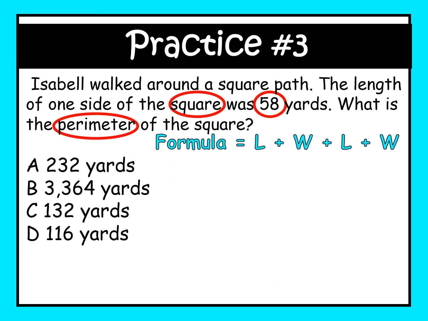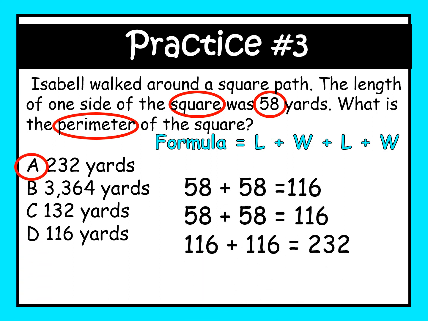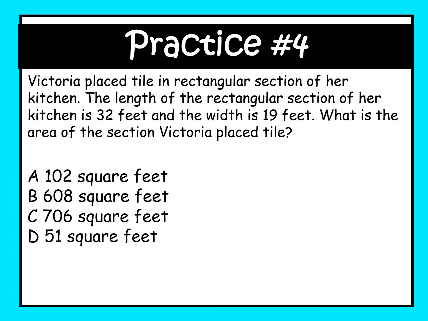Perimeter means to add, so I'm going to add up my 4 sides, which are all going to be 58 because once again, a square has equal sides. 58 plus 58 is 116, 58 plus 58 is 116, 116 plus 116 equals 232. So the perimeter is 232 yards. Okay, let's go to practice number 4.